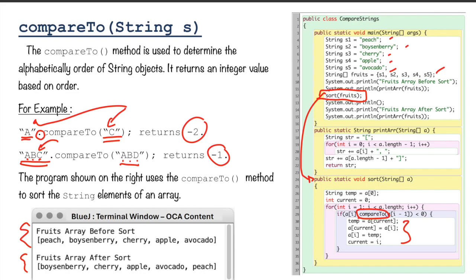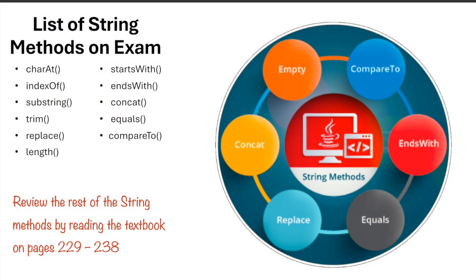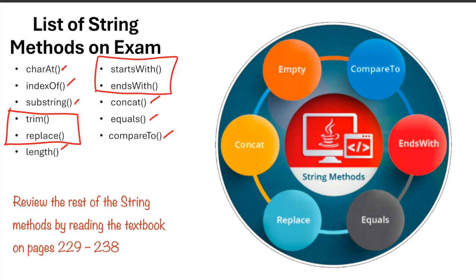So here we have a list of string methods on the Java OCA exam. We've looked at the charAt, the indexOf, we looked at concat, and we looked at equals and compareTo. You should know substring from your Java AP Computer Science course. You should know .length from your Computer Science course. And the ones that, if you haven't seen them, that you need to go out and study are trim, replace, endsWith, and startsWith.